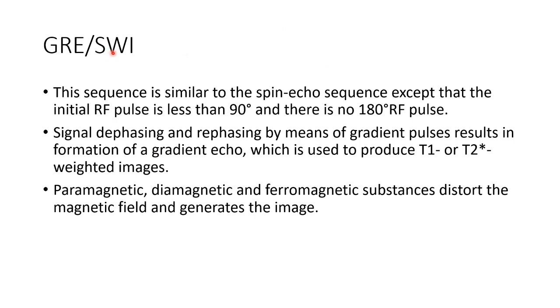Coming to susceptibility weighted imaging, this sequence is similar to the spin echo sequence except that the initial pulse is less than 90 degrees and there is no 180-degree RF pulse. Signal dephasing and rephasing by means of gradient pulses results in formation of a gradient echo, which is used to produce T1 or T2 weighted images. The paramagnetic, diamagnetic, and ferromagnetic substances distort the magnetic field and generate the image. Paramagnetic substances include hemosiderin and diamagnetic substances include calcium. So this is used to visualize hemorrhages and calcifications in the body.